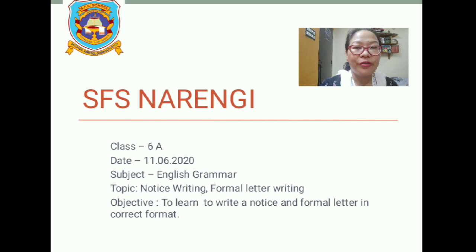Today is 11th of June 2020 and we will do notice writing again, and we will do revision of letter writing, particularly the format of formal letter writing. Our learning objective will be to learn to write a notice and a formal letter in correct format. This would be our learning objective.